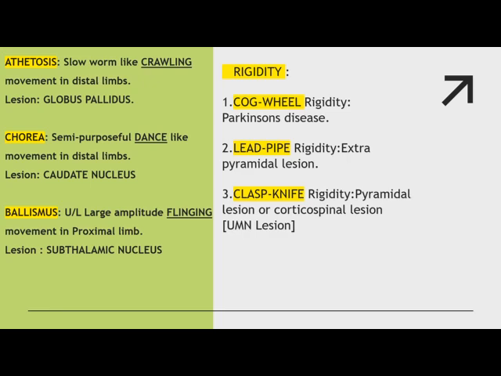Now we'll be discussing the types of rigidity. There is cogwheel rigidity seen in Parkinson's disease, lead pipe rigidity seen in extrapyramidal lesions, and clasp knife rigidity seen in pyramidal lesions or corticospinal lesions, that is the upper motor neuron lesion.